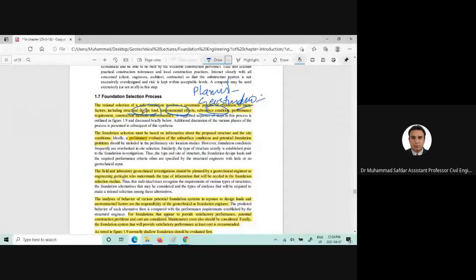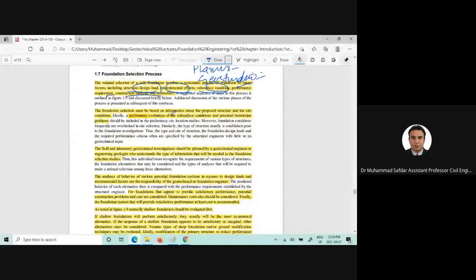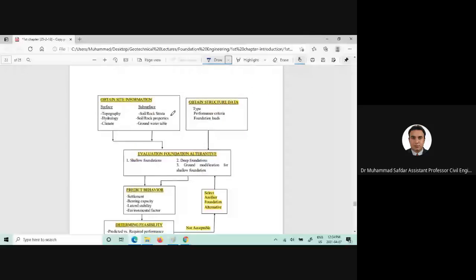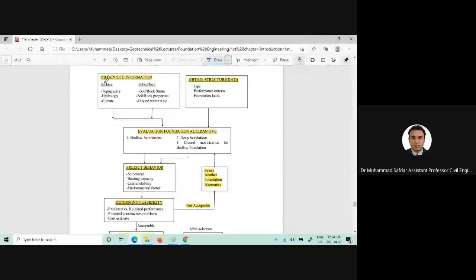methods, and economics. And then for the foundation selection process, I think it's good to go for this figure instead of the text. So first of all, we obtain the site information like the surface and the subsurface information, obtain the structure data, what type of structure it is, what is the performance criteria, foundation loads, and then we move towards the evaluation of foundation alternatives.